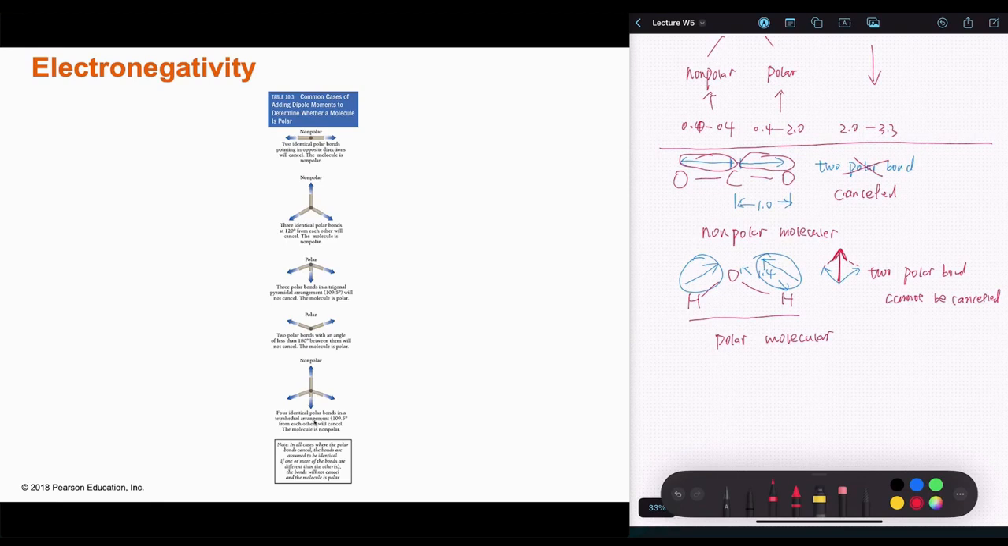For the last example, like the methane molecule CH4, these four identical polar bonds in the tetrahedral arrangement will eventually cancel. So for CH4, although it has four polar bonds, overall these four polar bonds will be cancelled. So CH4 is not a polar molecule; it's a non-polar molecule.